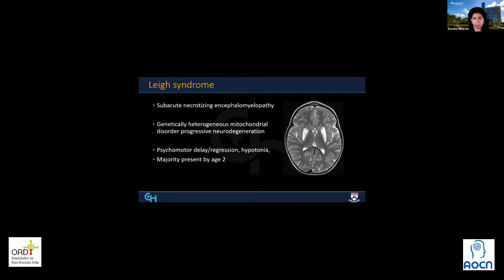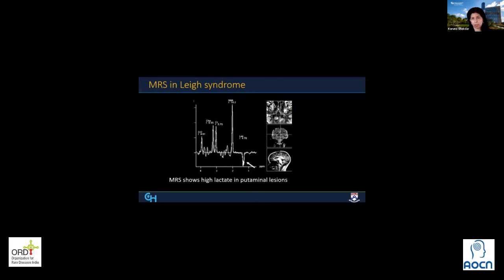And these are the symptoms that it may be presenting with, the majority of them presenting under the age of 2 years. And when I used to learn this, it was mainly affecting just the putaminal regions. That was what we used to learn. But you can also make use of MR spectroscopy, which shows the presence of lactate in these lesions.